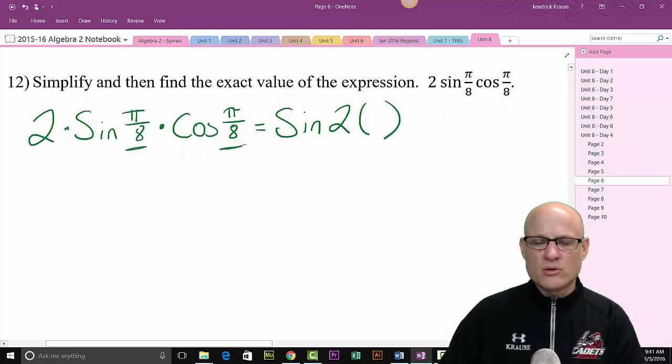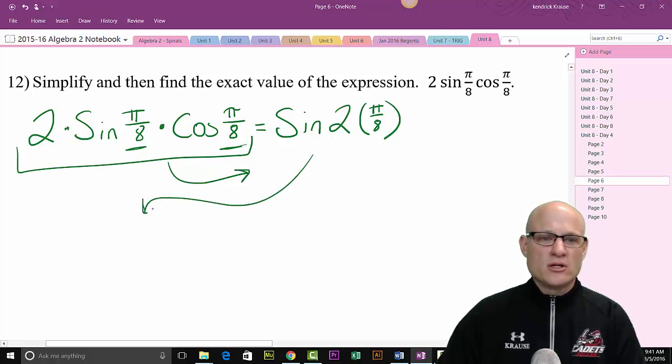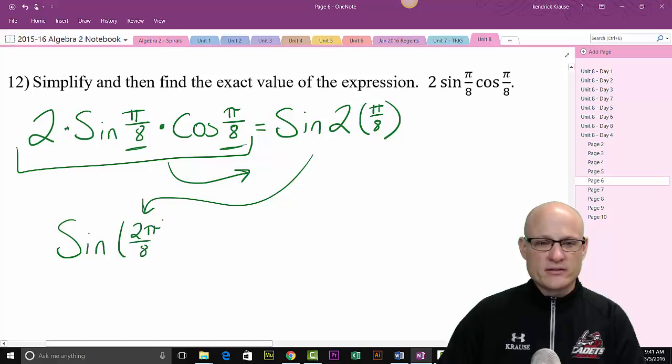That's just the sine of 2 times the angle. Oh, whoa, we've got to work backwards. So the angle in this case is just pi over 8. Really this is just the double angle formula, but I have to work backwards. This is really just the sine of 2 pi over 8. Well, 2 pi over 8 can be reduced, so that's really just the sine of pi over 4.